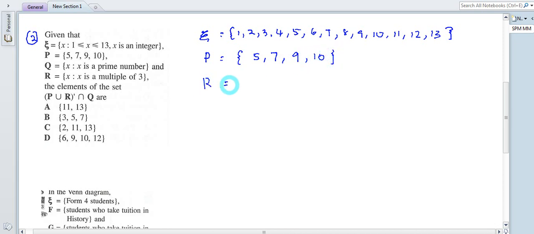Okay, R is the multiples of 3. 1 times 3, 3. Okay, so 3 is inside here, we can take it. 2 times 3, you get 6. Inside here, we can take it. 9, 15. Okay, 15 we cannot take it because 15 is not in the universal set.